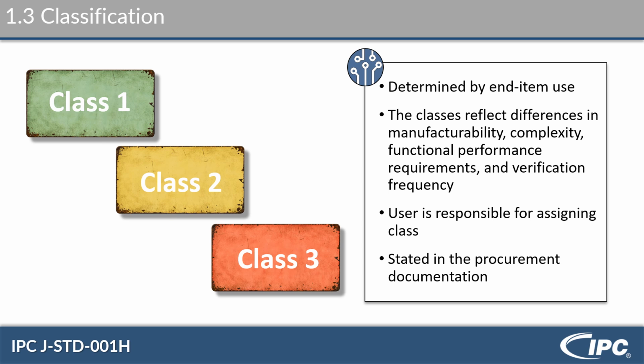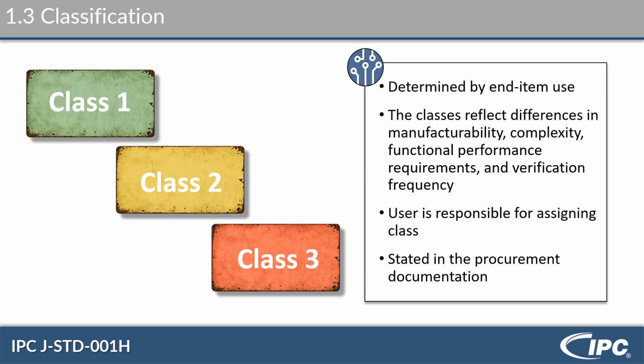So, the user is going to determine, hey, we need this test board as class 2. We need this assembly to be a class 3 because it's going into an airplane. The classes reflect differences in manufacturability, complexity, performance requirements, and verification frequency. Verification frequency means how many times it's inspected or tested. When it's class 1, it tends to be one piece out of 100 parts or 1,000 parts. When it's class 3, it tends to be 1 out of maybe 5, or 1 for 1.